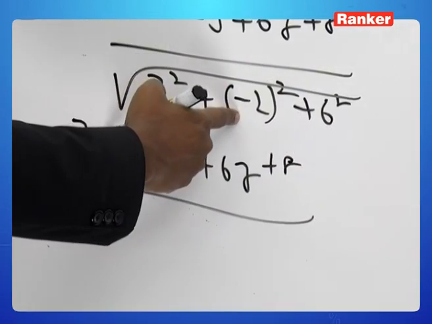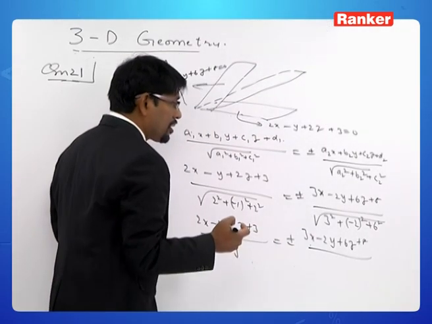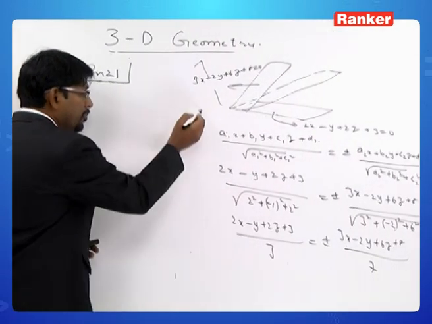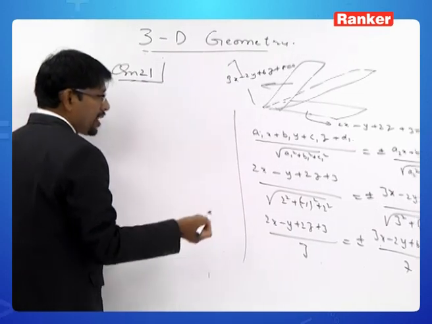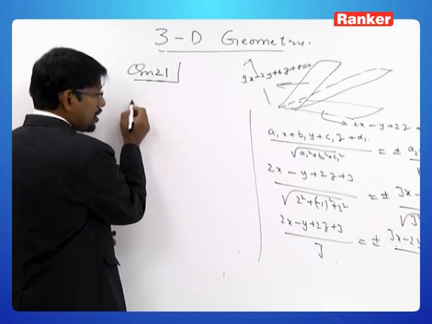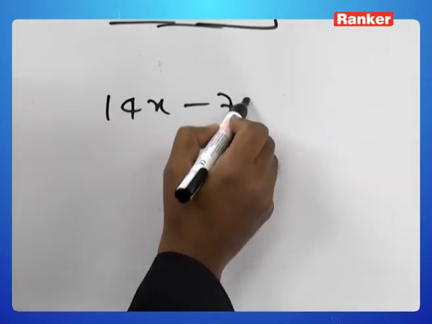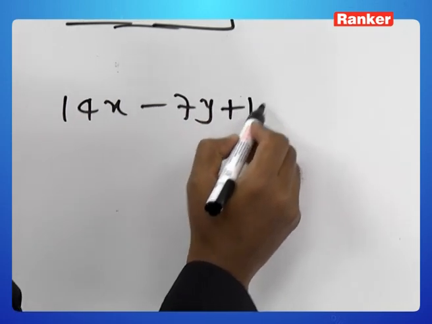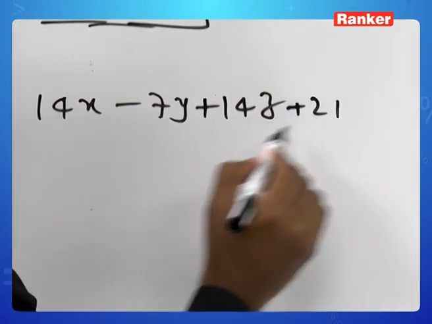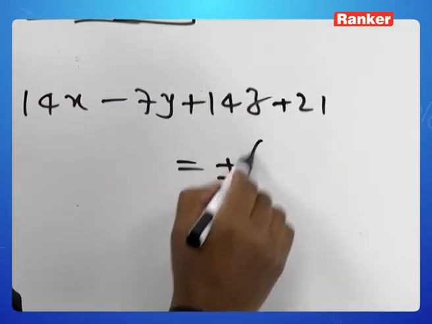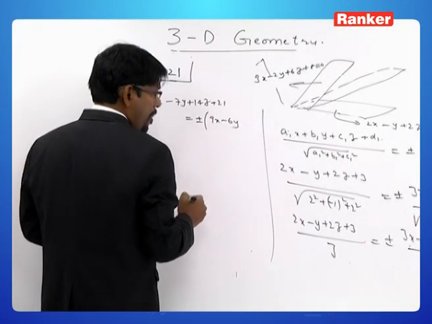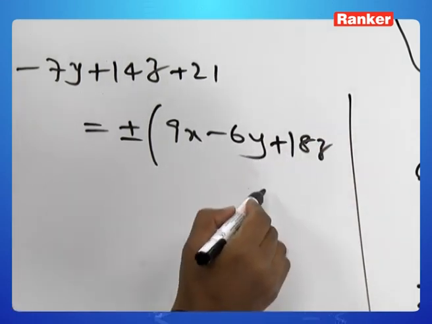9 plus 4, 13 plus 36, so 49, the root of it is 7. So cross multiply, and put a plus sign and a minus sign, and you will see one of the options. So what do we get? 14x minus 7y plus 14z, cross multiplying, plus 21 is equal to plus or minus (9x minus 6y plus 18z plus 24).